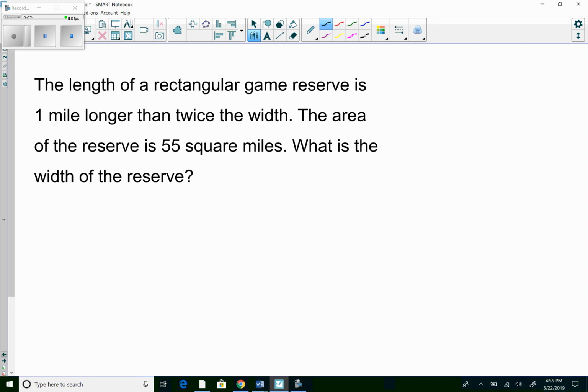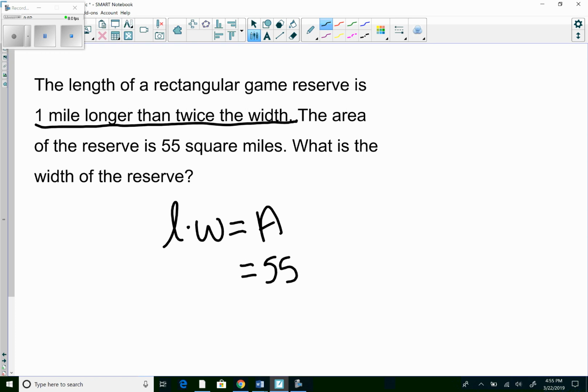A length of a rectangular game reserve is 1 mile longer than twice the width. The area of the reserve is 55 square miles. What is the width of the reserve? Okay, so first off, they talk about area. We know that area is length times width. Okay, now here's a couple of things that we know right off the bat. We know that the area is 55 square miles.